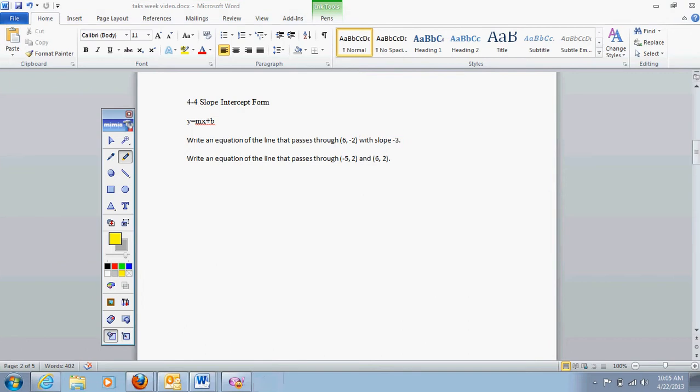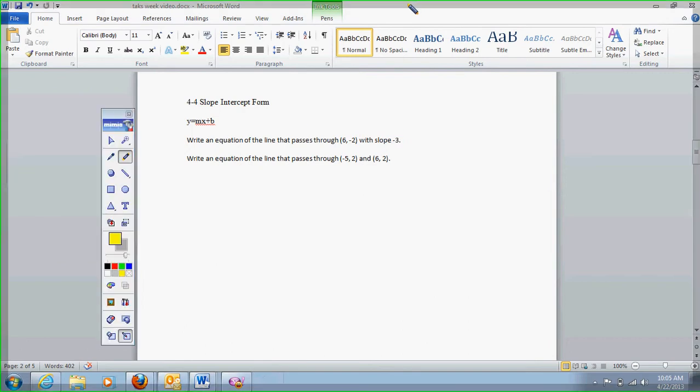Now the second example is very similar to the first. The difference is, in the first example I was given a point and a slope. Well, in the second example I'm just given 2 points, which is fine because I can find my slope. Remember, I need y equals, got to find my m, x plus, got to find my b. Well, how am I going to find my m, my slope, if I don't have a slope? Well, I use my slope formula.